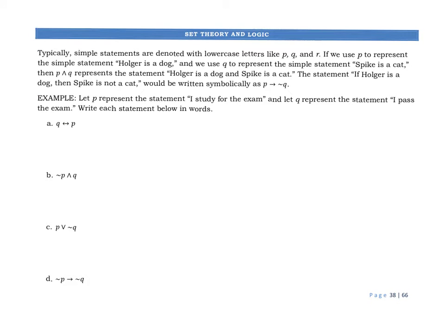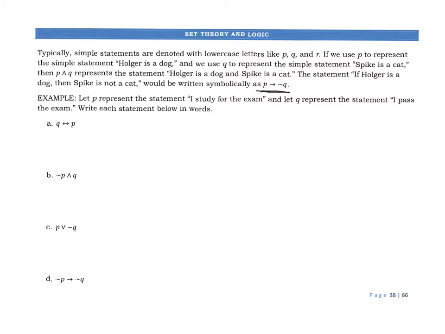Typically, simple statements are denoted with lowercase letters like P, Q, R. We can use really any letter we want. If we use P to represent the simple statement Holger is a dog, and we use Q to represent the simple statement Spike is a cat, then P and Q represents the statement Holger is a dog and Spike is a cat. The statement if Holger is a dog then Spike is not a cat would be written as you see right here.